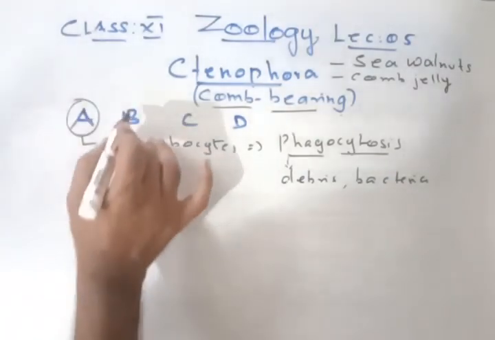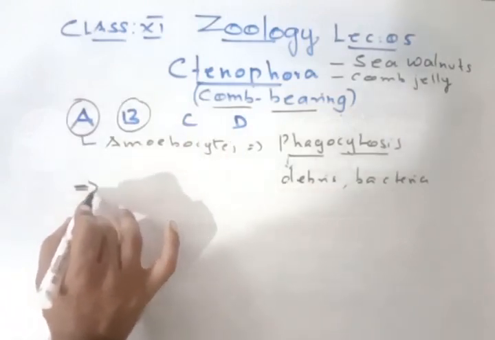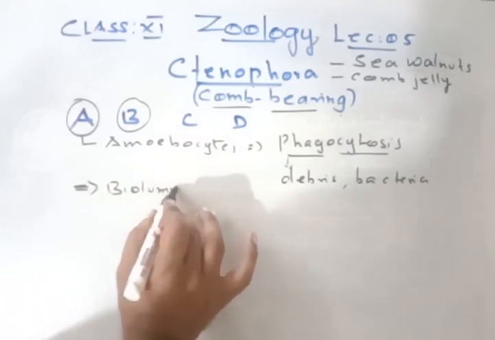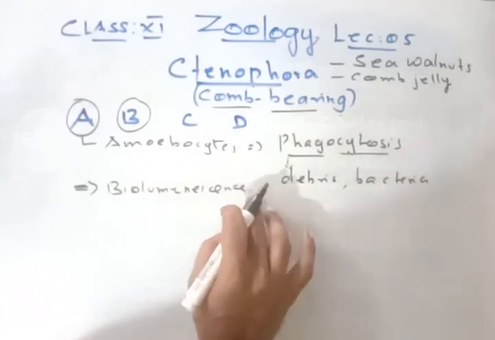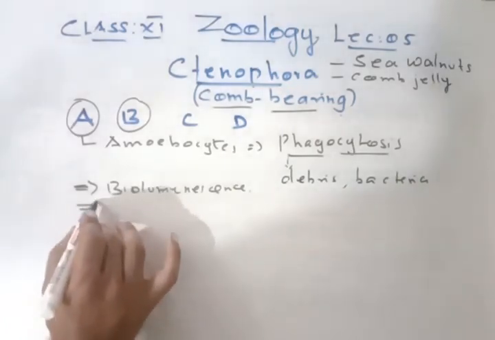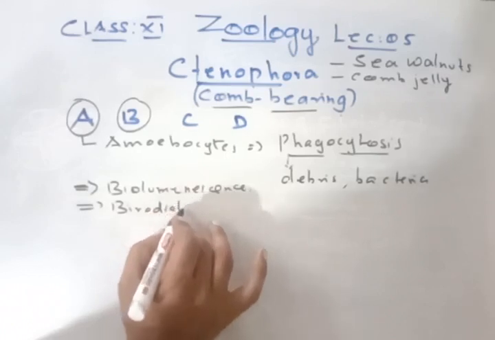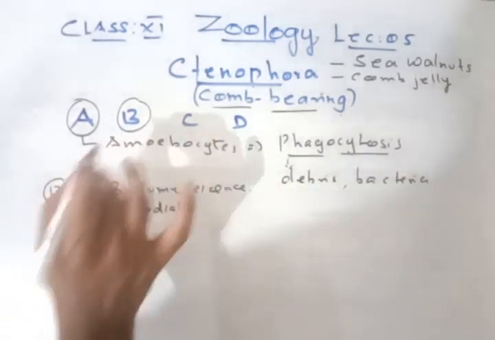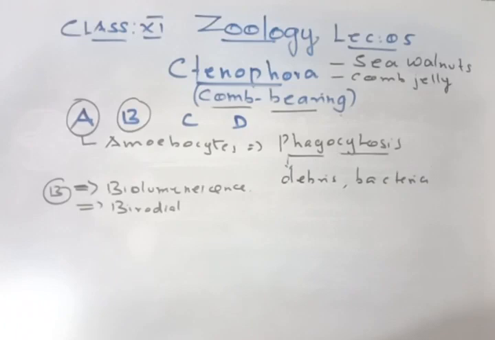Okay, and the second one is B. B we have already discussed. It has a peculiar character called bioluminescence. Bioluminescence is an important characteristic. As well as that, they have biradial symmetry. So for B, you remember bioluminescence and biradial symmetry.